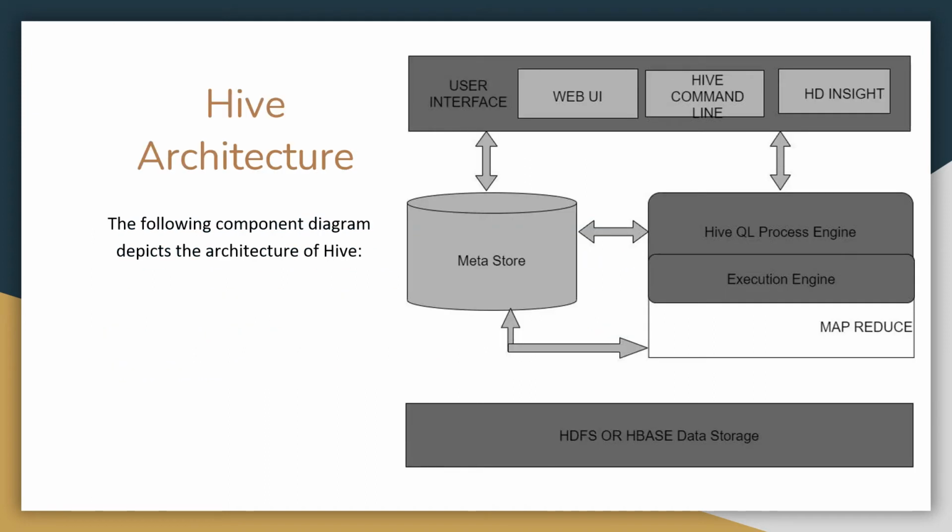Hive architecture. The following component diagram depicts the architecture of Hive. The components include user interface. Hive supports user interfaces such as Web UI, Hive command line, HD Insight, and the other components are Metastore, HiveQL process engine, execution engine, HDFS or HBase data storage. We'll talk about each of these components in the coming slides.